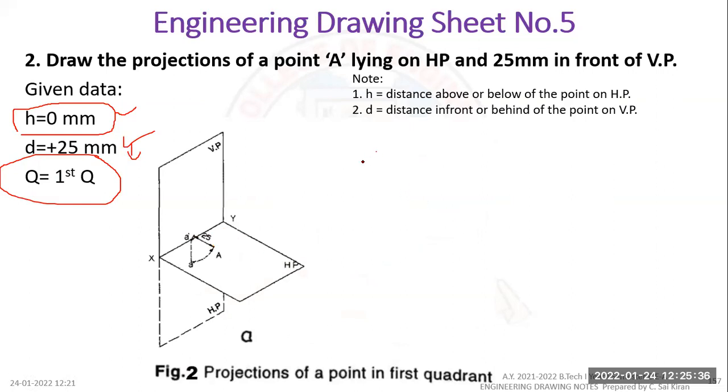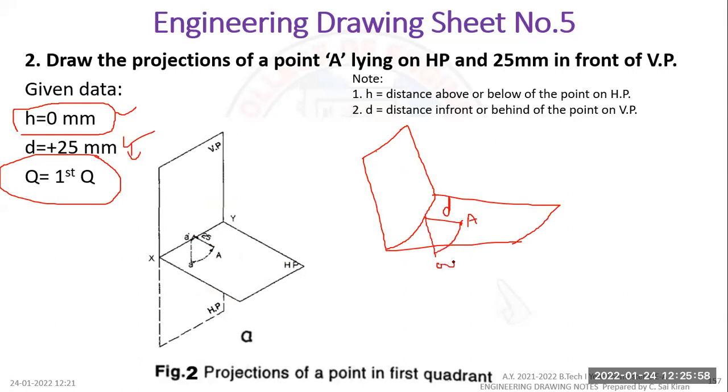If I show this, this is our object, and this is our first angle. It is lying at a D distance, on HP. Whenever I project this distance, this is nothing but the small letter a, and this is projected as a dash.